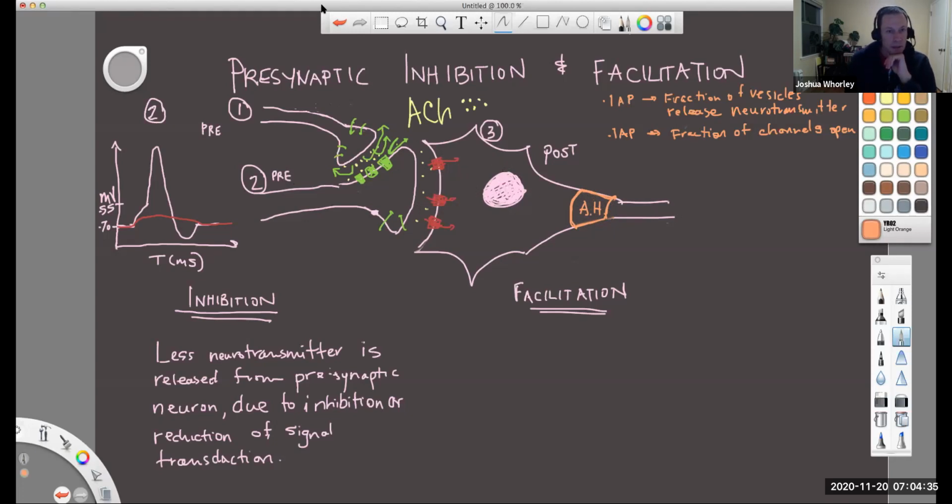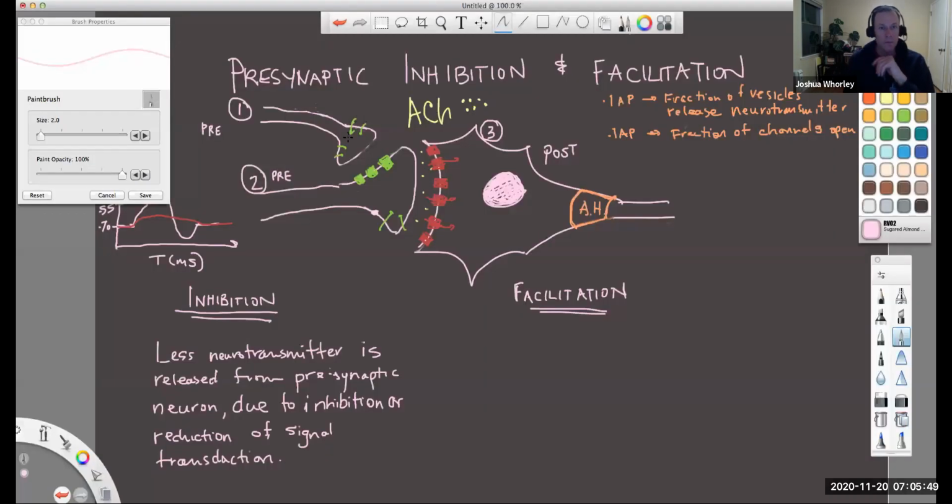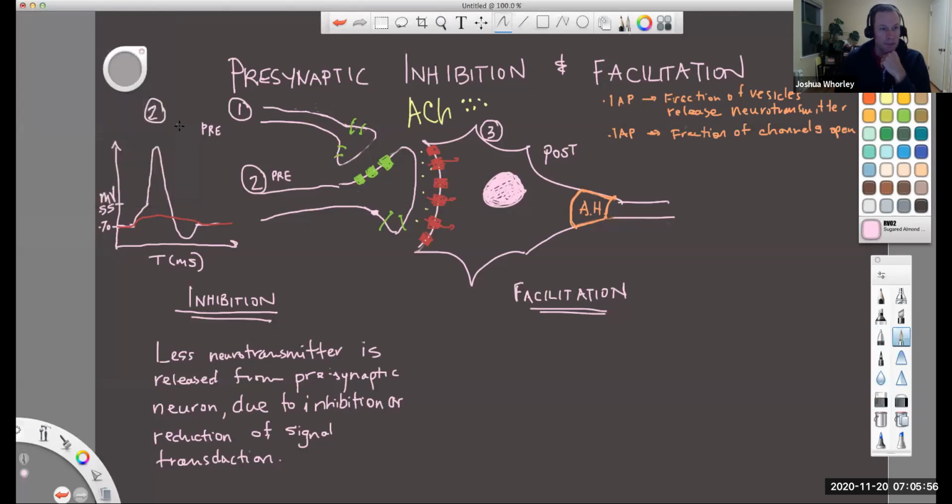Okay, now let's look at facilitation. So with facilitation, sort of the reverse thing is happening. I've just erased what happened here. I added a couple more channels here, just to remind you that only a fraction of these have opened in presynaptic inhibition, but there are more that didn't, and that's because of a reduction in this acetylcholine that's released. But in facilitation, we have the opposite happening.